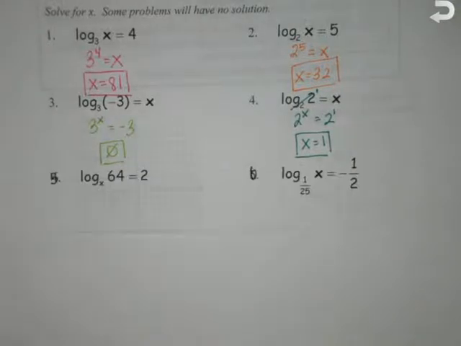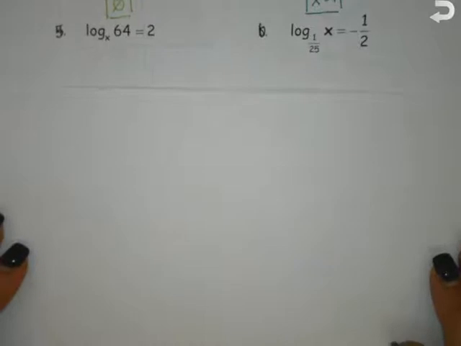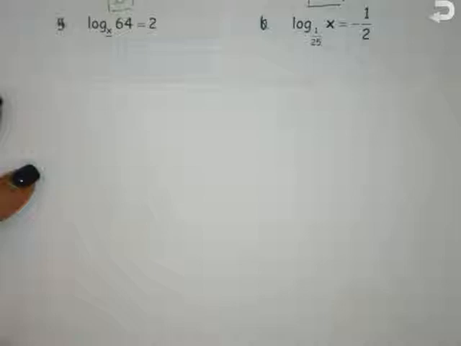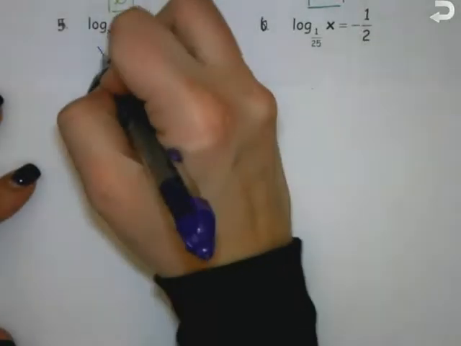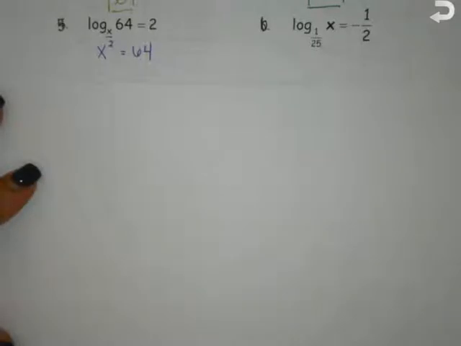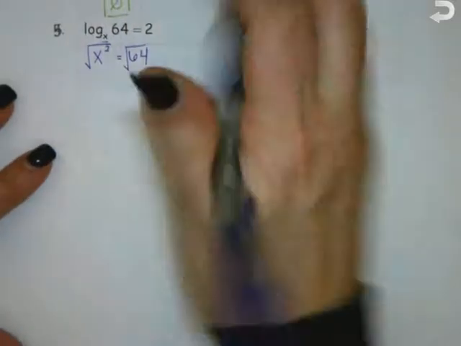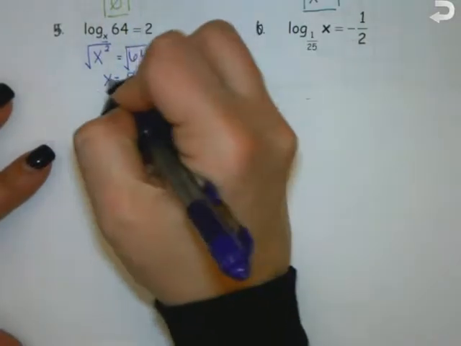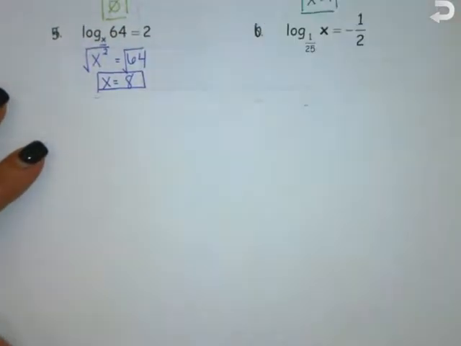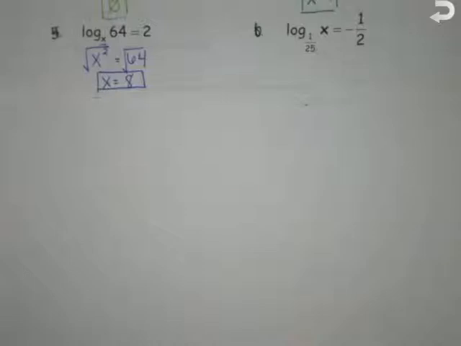Okay, 5 and 6. Log base x of 64 equals 2. So in this case, my variable is in the base. So this is going to be the same as x squared equals 64. And what would I do to get x by itself? Square root it. So that's going to give me x equals what? 8. Now, in the past, whenever we were the ones making the square root to solve, what did our answer have to be? Plus or minus 8.